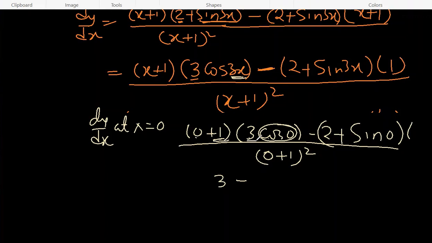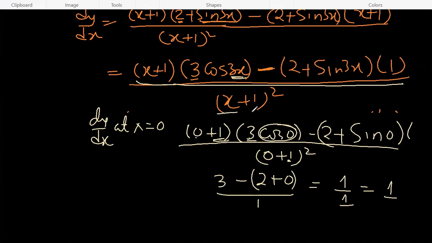Minus 2 plus sine 0. Sine 0 is 0. So most of this is becoming simpler. So 1 square will be 1. So 3 minus 2, 1 over 1, which is 1. If you are not sure what was done here, just plug x equal to 0 into your calculator and this will give you 1 for sure.